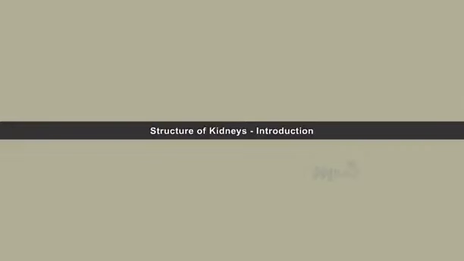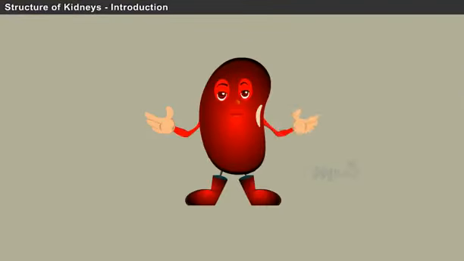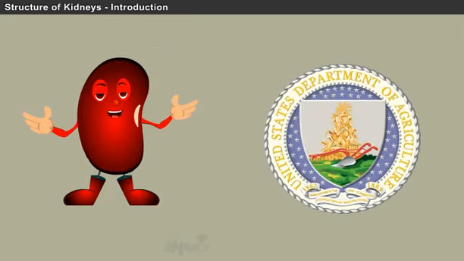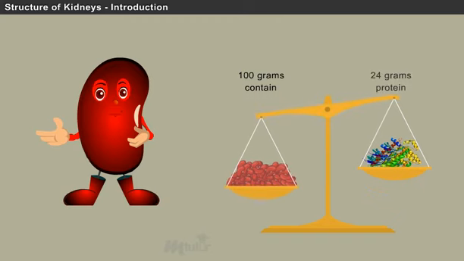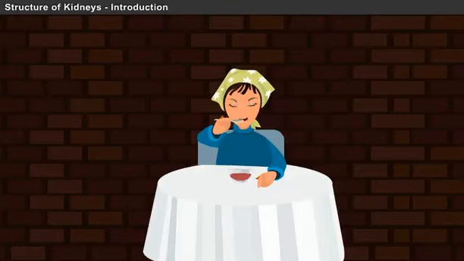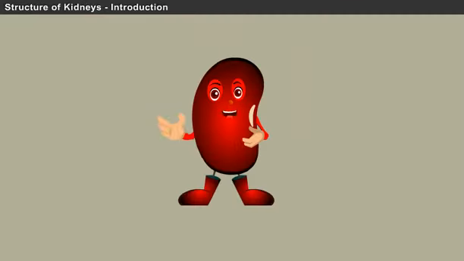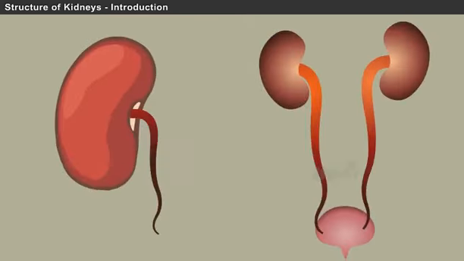Structure of kidneys. Introduction. Hey guys, did you know that according to the United States Department of Agriculture, a 100-gram serving of raw kidney beans contains about 24 grams of protein? Now that it made you all hungry, we are not going to talk about the kidney bean, though they are a good source of protein. It is named for its visual resemblance in shape and, for the red variety, color to a human kidney.